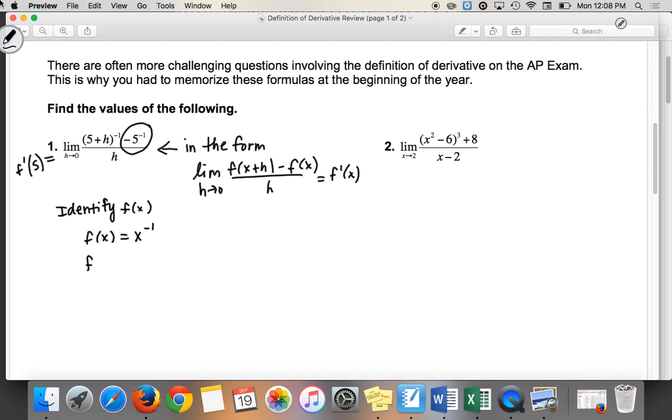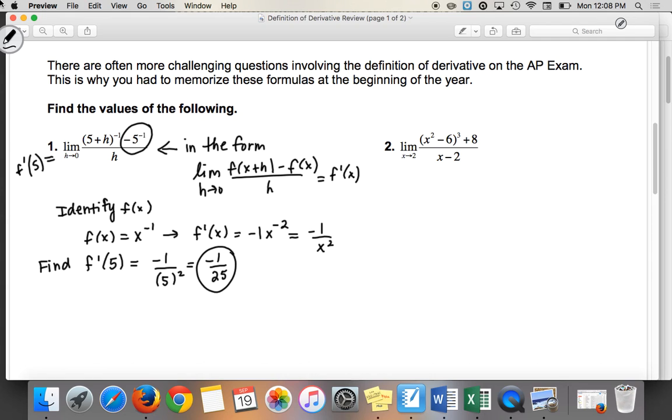So what we're asking for is f prime of 5. That's all that this question is. Well, do we know how to find the derivative of 1 over x, or x to the negative 1? Sure. What's its derivative? Negative 1, x to the negative 2, right? Or in other words, negative 1 over x squared. So if I'm plugging in 5, because this is negative 1 over x squared, I get negative 1 over 5 squared. My answer is negative 1 over 25.